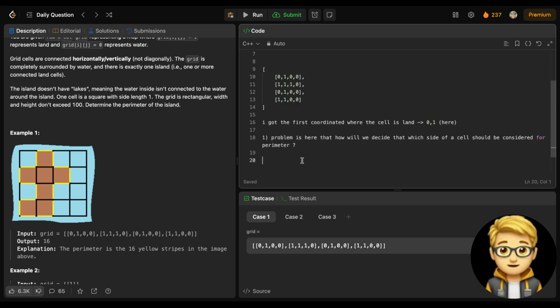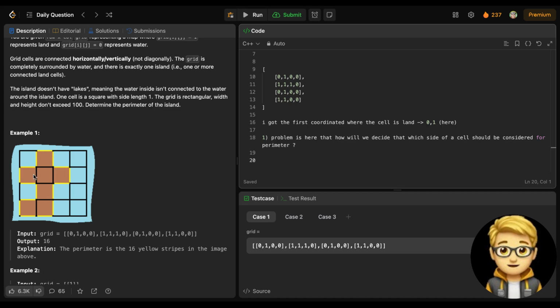So let's see how. We increment our perimeter count only for the sides of the cell that are boundary conditions, right? In the boundary condition, if there is water or an out of bound condition, then only we will consider this side for the perimeter.